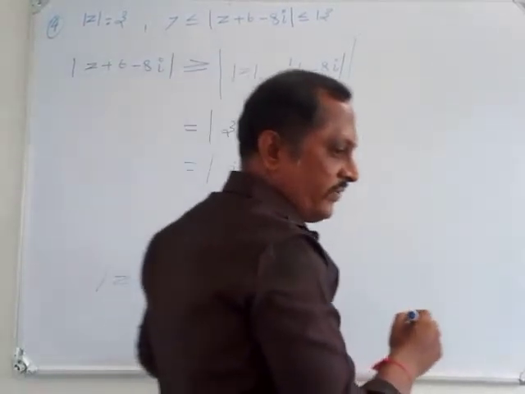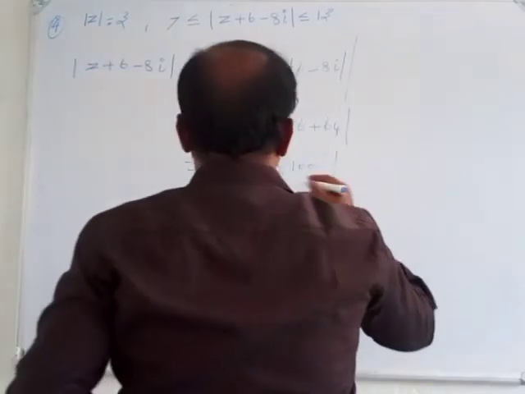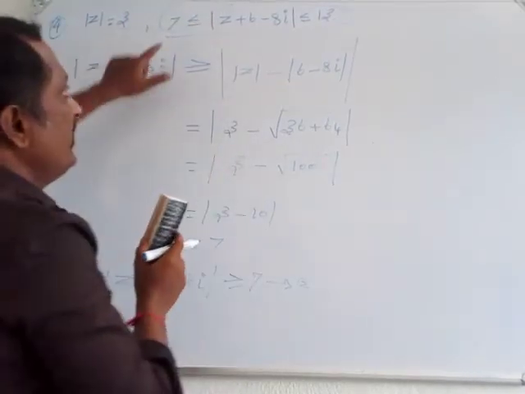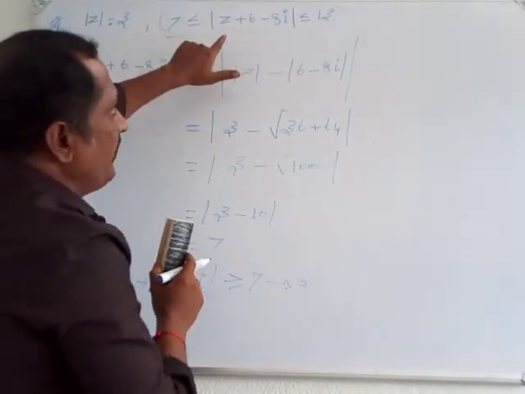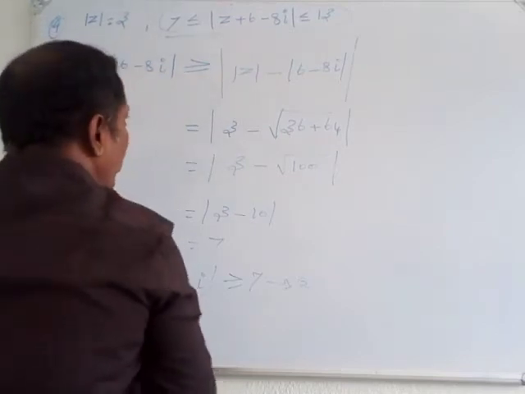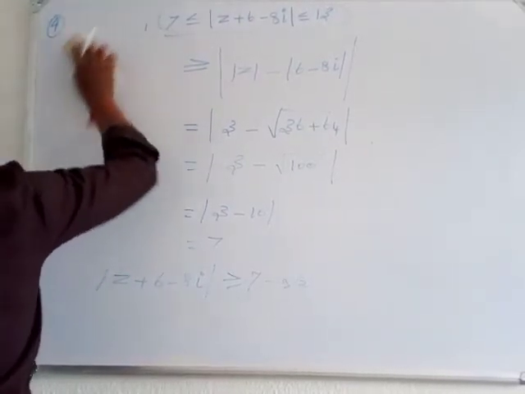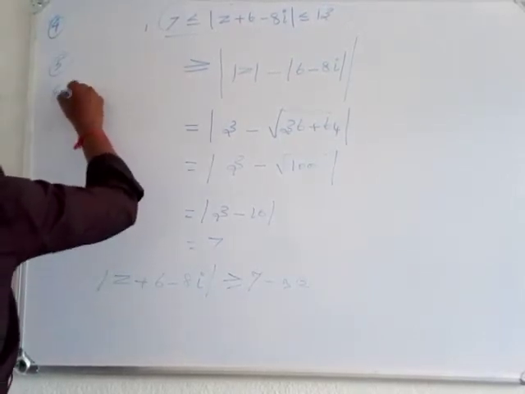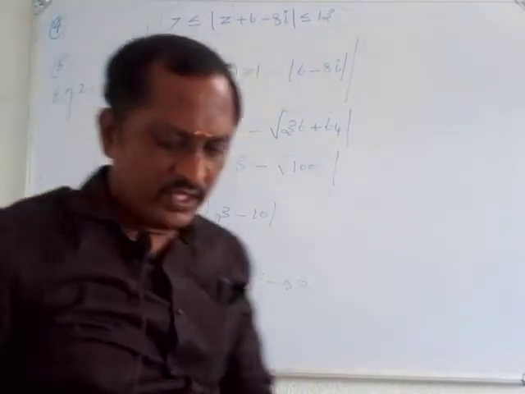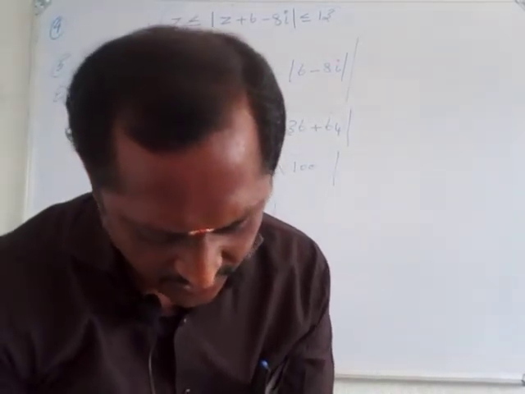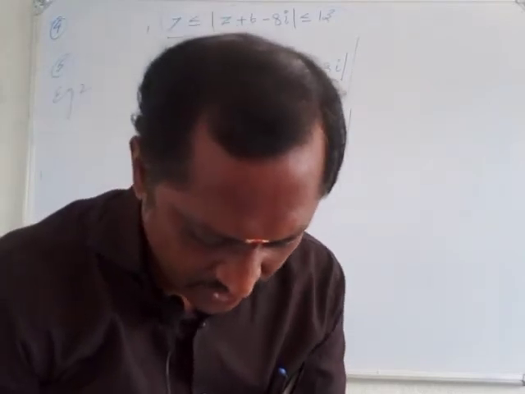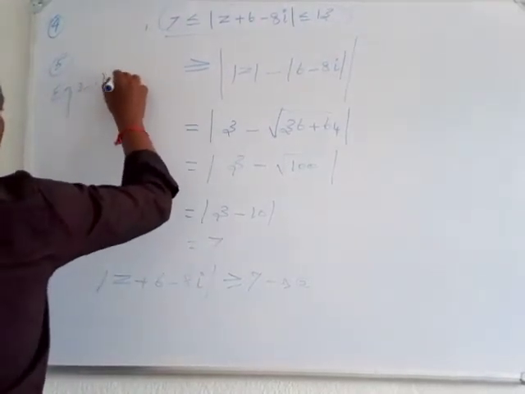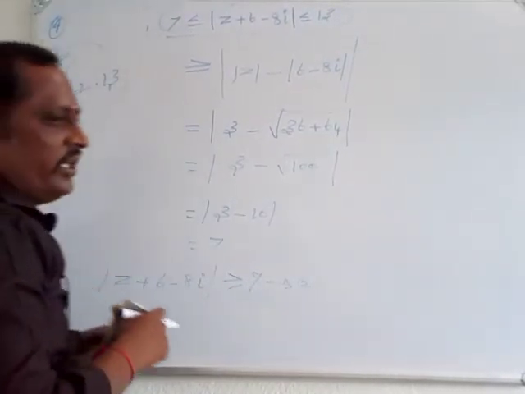From the two equations we get the result: 7 less than or equal to modulus of z plus 6 minus 8i less than or equal to 13. We can do the same model sums for the exercise questions and example 2.13. We can do the same model in this sum.